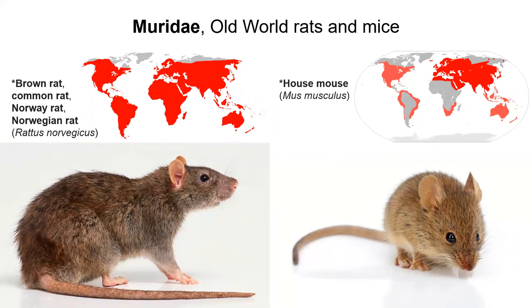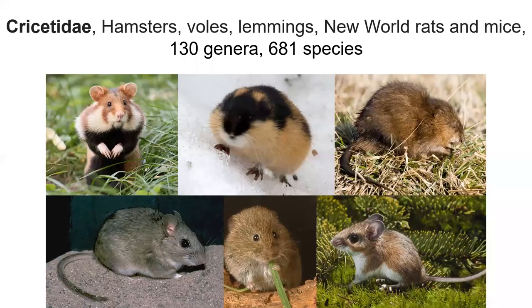The brown rat, also called common rat, also called Norway rat, the scientific name is Rattus norvegicus, but it's not necessarily from Norway. People just thought at one point it was. These two species have spread all over the world. These maps show their current distribution, and these did not exist in the Western Hemisphere before they were brought by humans, but where humans have gone, they have followed, especially the rat. We'll talk in the other video about how to identify these rats and mice versus our native North American rats and mice, which are in this family, Cricetidae.